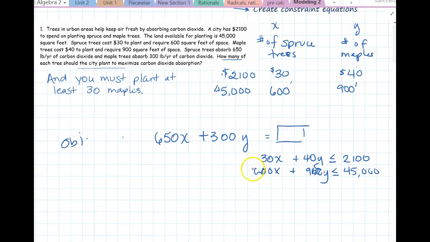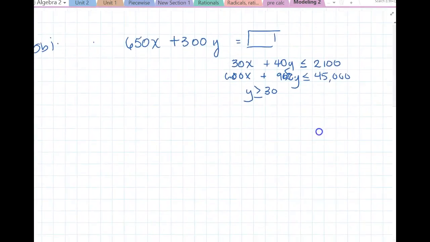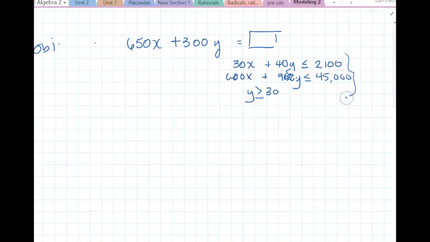Okay, objective, here's my constraints, but I did add one that you have to plant at least 30 maples. The maples is Y, so Y has to be greater than or equal to 30. All right, now it is time to graph this inequality, find my corners and plug them into that. Let me write that down.